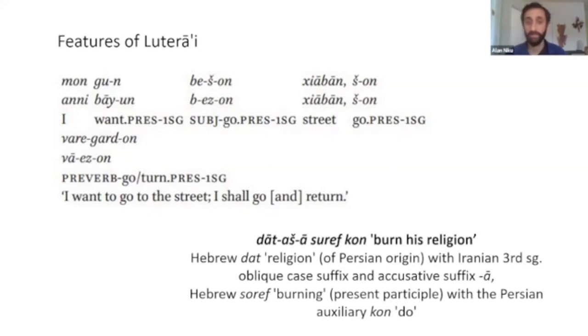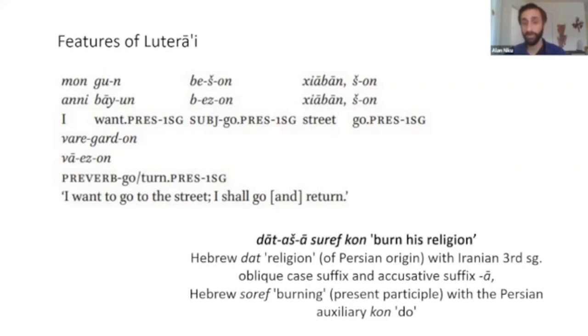Now, if we look at that in Luturai, which is the second line, it's completely different. It's ani bayun bezon khiyaban shon vaezon. So ani, that's from Hebrew. Ani is I in Hebrew. Bayun, the un is a Median suffix, but the bai is from the Aramaic word for want, related to ahava, that hab becomes bai in Aramaic.